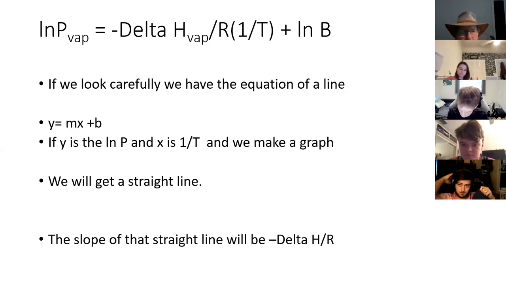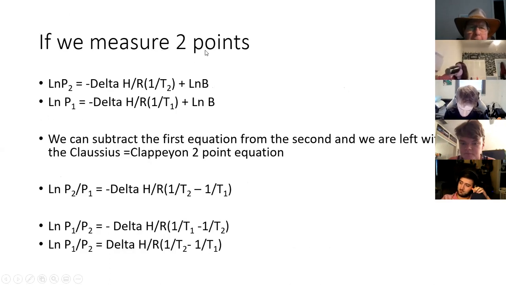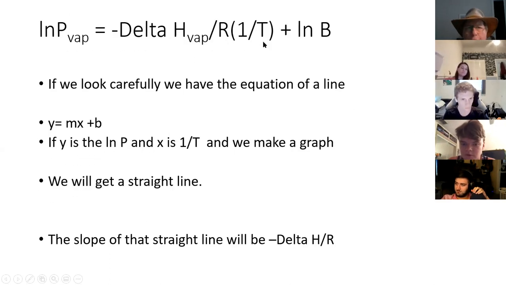Now, if we look at this equation, ln of P equals negative delta H over R times 1 over T plus ln of B. If we kind of look at it and decipher it, we can see the equation of a line. If my ln of P is my Y and my 1 over T is my X, then the slope of my line is negative delta H over R, and the y-intercept is the ln of B.